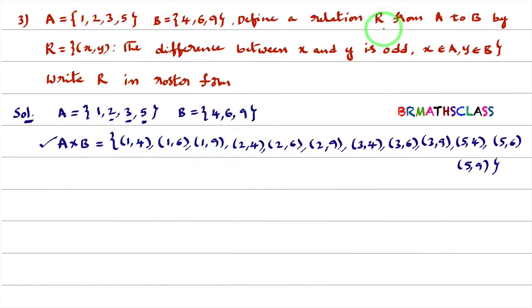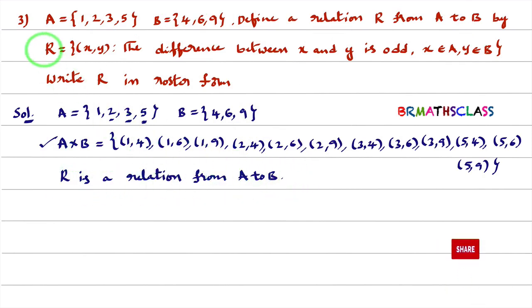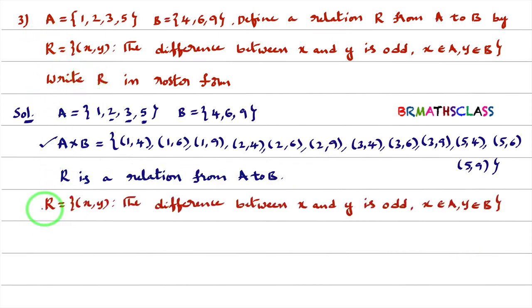And they are saying that R is a relation from A to B. And how is the relation defined? They defined the relation like this. See, this is the relation they gave in the question. It is an ordered pair x, y such that the difference between x and y is odd, and they are saying that x is in set A and y is in set B. This information is given in the question. Except this A cross B, whatever I wrote here, all the information is there in the question. You need to write this relation in roster form. Try to understand.